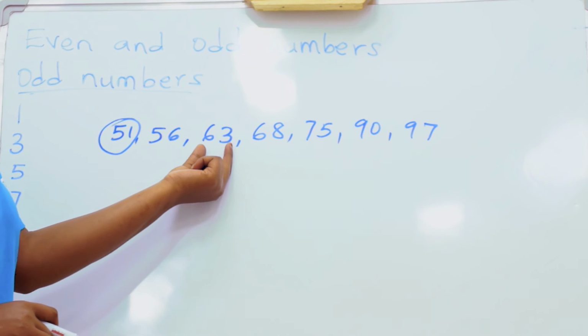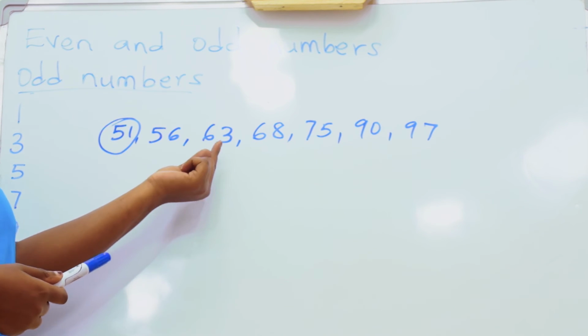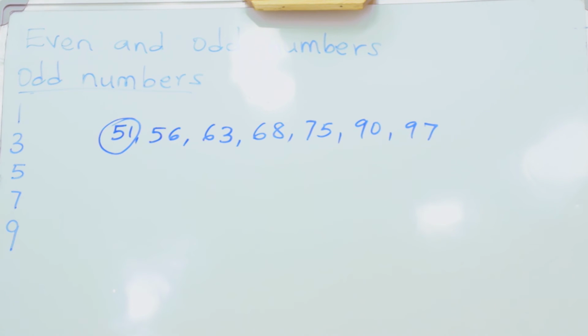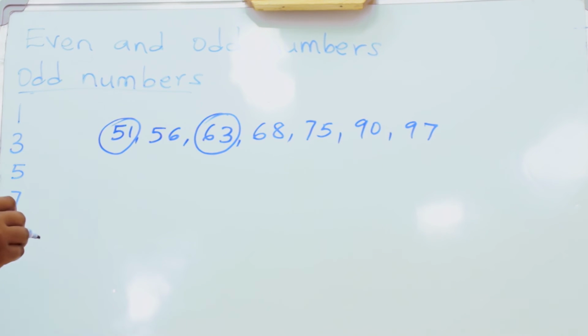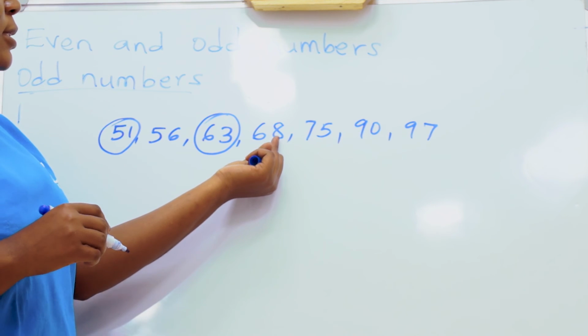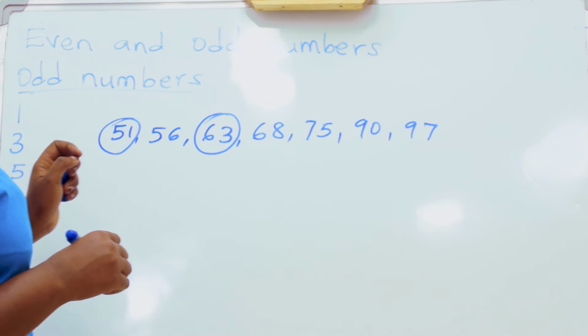We move on to the next number, which is 63. So 63, the last number is 3. Is 3 among the odd numbers? Yes, 3 is among the odd numbers, so we circle 63. We have 68. 68, the last number is 8. Is 8 among the odd numbers? No, so we leave it.